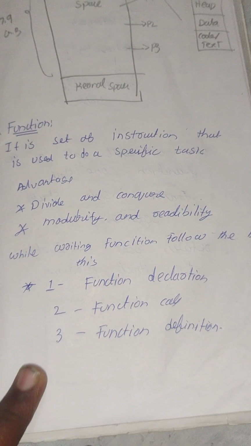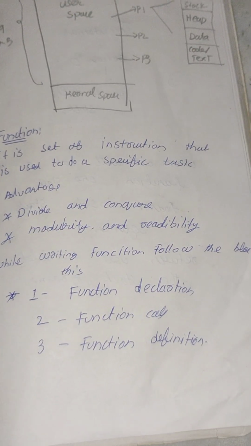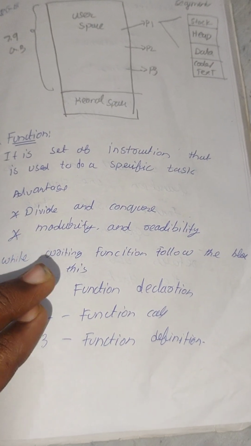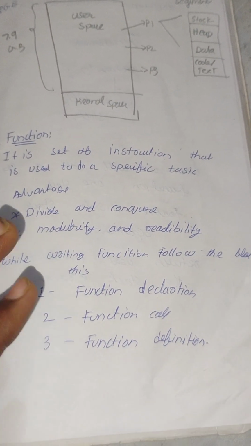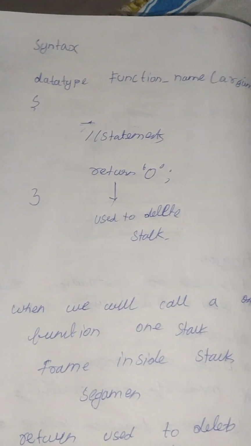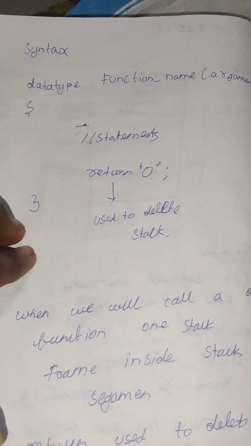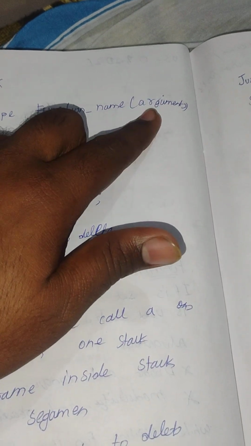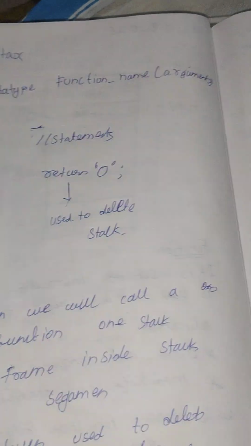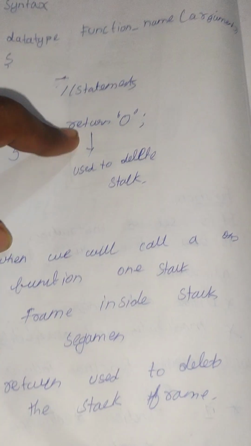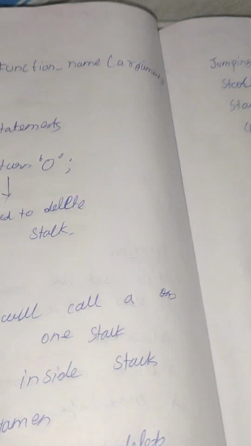So how are we able to write a function? Follow the steps below. For a function, first we do the function declaration, then the function call, and then the function definition. This is the syntax for writing a function: data type, function name, arguments here. Here we can write the statements, and return value 0.